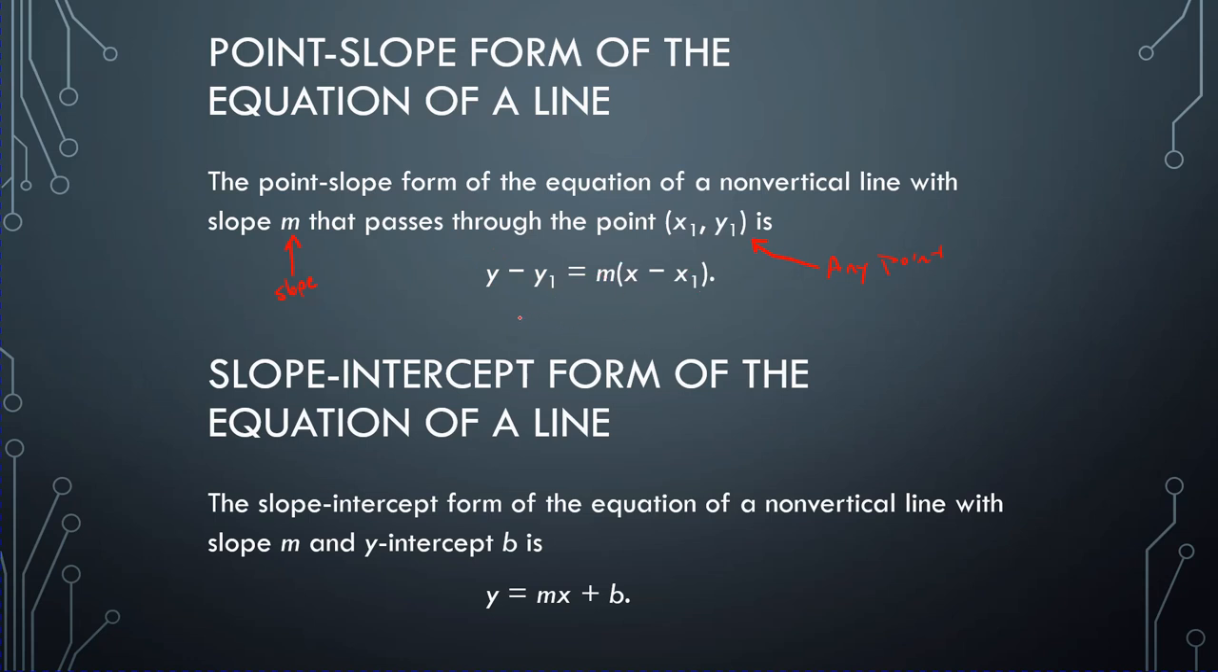Okay, so what you're going to do is replace m, x1, and y1 with numbers. And then the goal is, once you have it like this, you want to always write equations of lines in the form called the slope-intercept form of the line. And the slope-intercept form of the equation of a non-vertical line with slope m and a y-intercept b is y is equal to mx plus b. And we always want to simplify lines to this form.